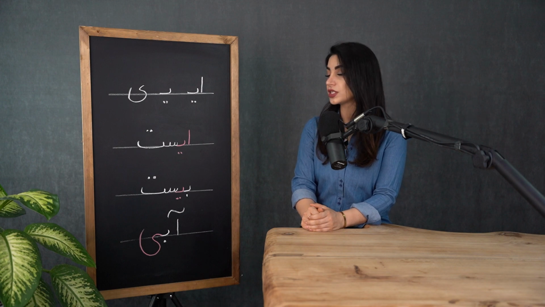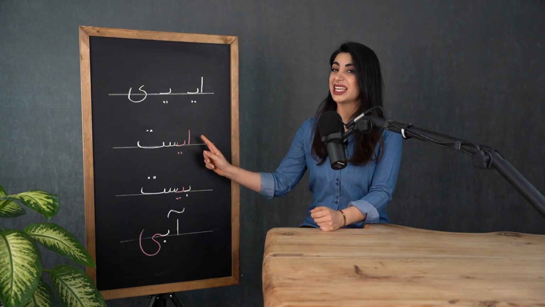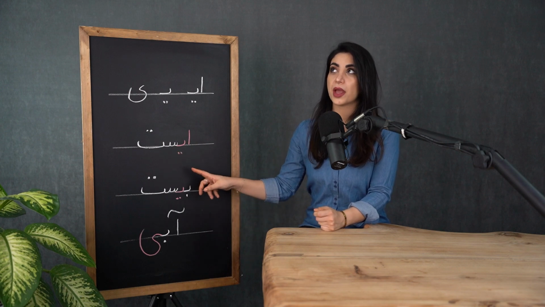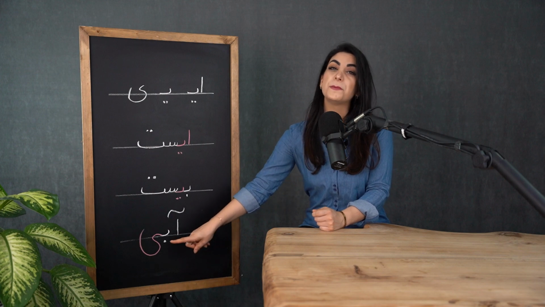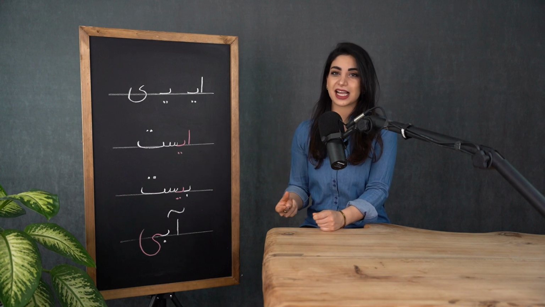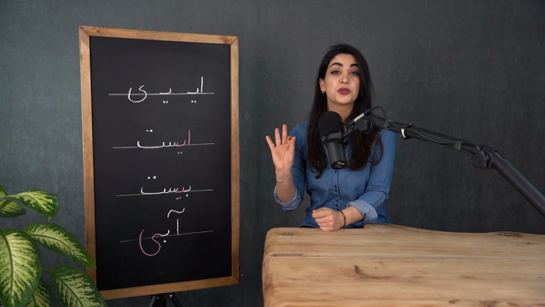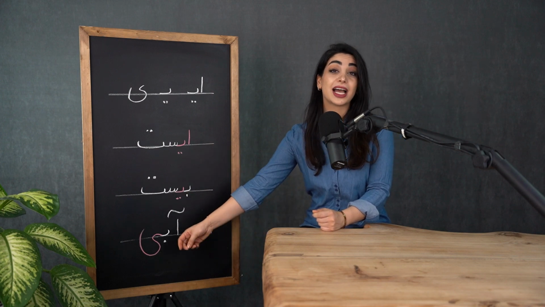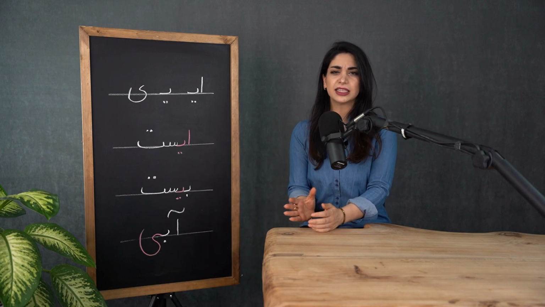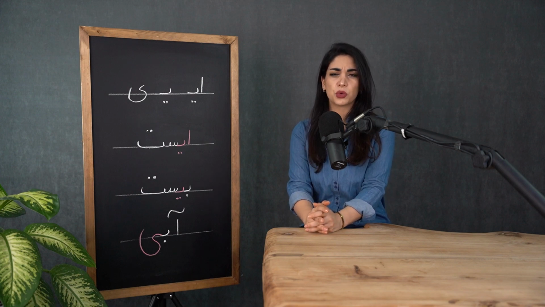What did you notice in these three words? East, beast, abi. What did you notice? The E sound. This one comes in three different places: beginning, middle, and in the end. Let's go and see how it works.